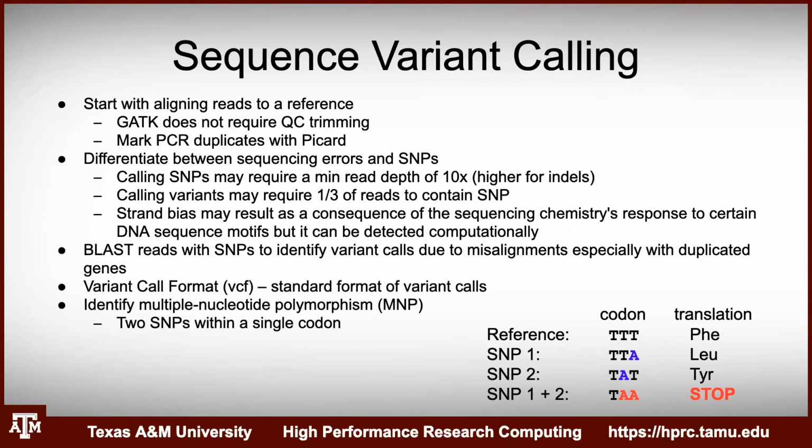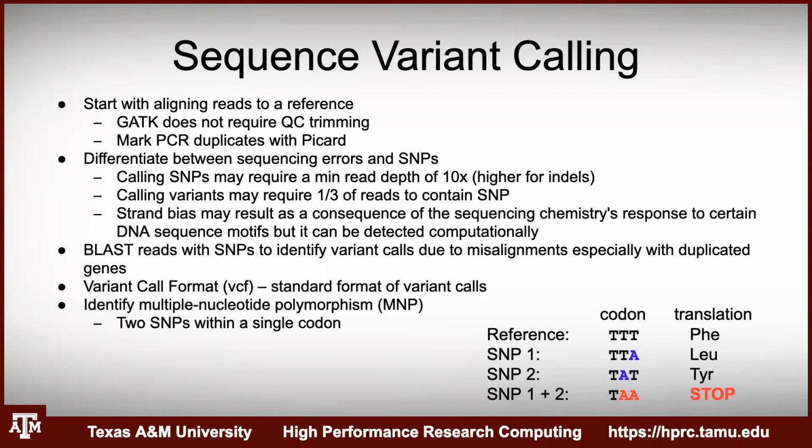For certain pipelines, others like GATK, you don't really require QC trimming. But like I said, you can mark PCR duplicates to remove them. A common tool for that is Picard. Picard is a suite of tools that's commonly used for different ways to manipulate alignment files and things like that.